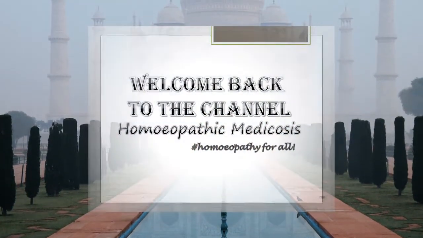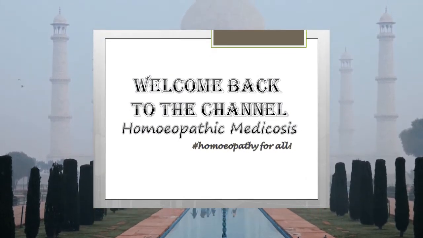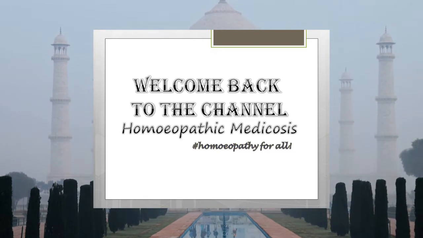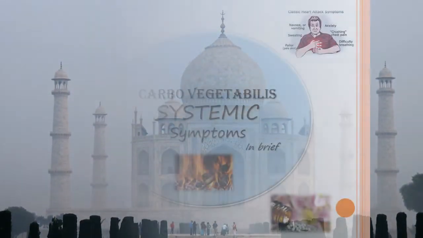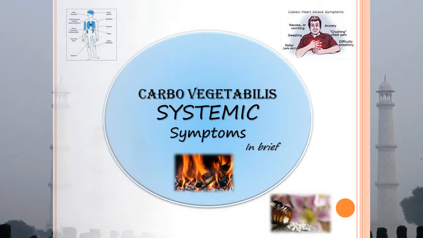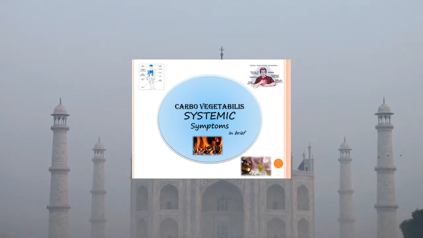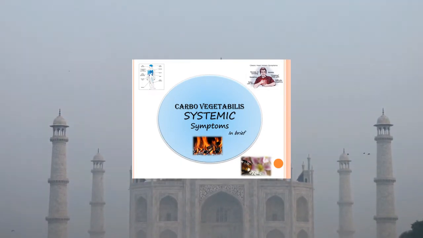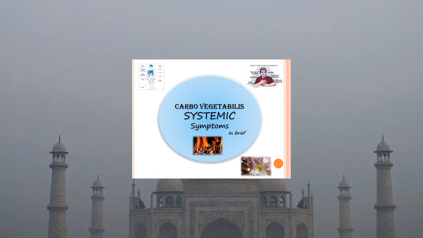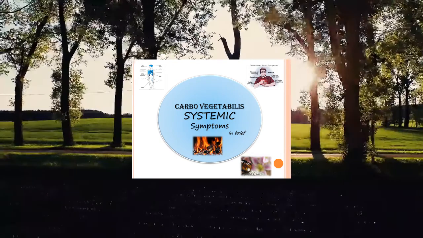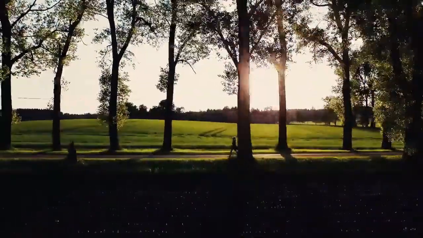And today we will talk about the carbo vegetabilis, that is the systemic symptoms of carbo vegetabilis in brief. And in the first video of carbo vegetabilis we already talked about the generals, including physical generals and mental generals, and including that of characteristics and keynote symptoms of carbo vegetabilis. So you should watch that video to understand this remedy better, to understand this remedy in a whole way. So today we will discuss the systemic symptoms.